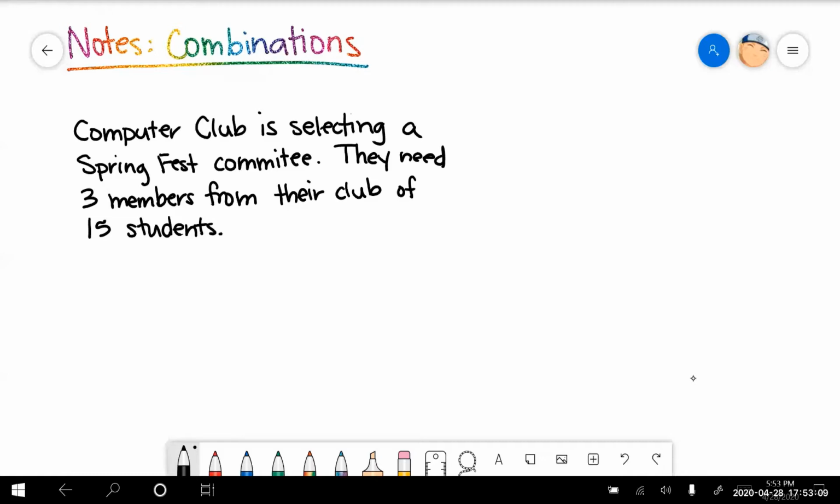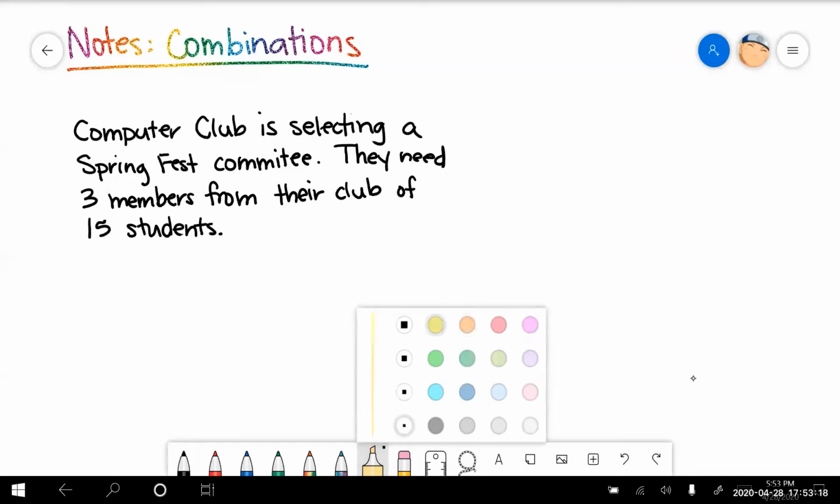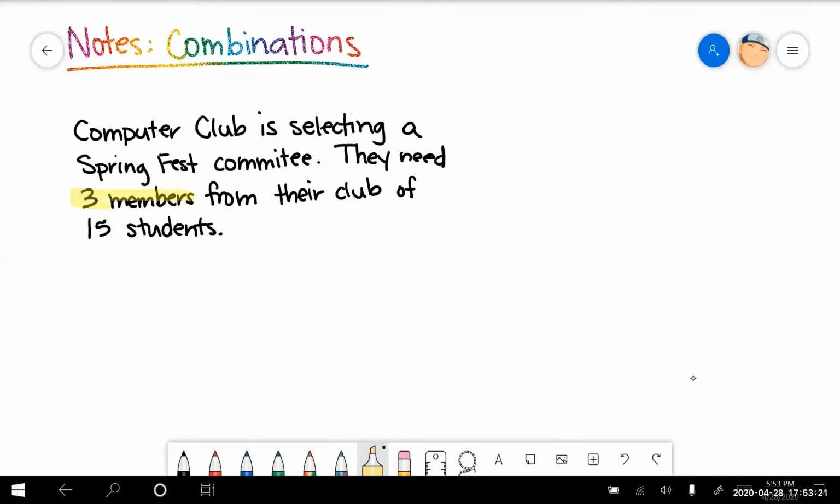So if you read our scenario here, Computer Club is selecting a SpringFest committee. We've got a little bit of important information that maybe it would be helpful if I highlight it. So I've got my 3 members here, so that's probably important. And I also note that there are 15 students total in the club. So that's probably going to be important too. I've got some important information here, and it's very tempting, since we know that there's some sort of grouping thing happening, that we might want to jump straight into permutations from before, but let's ask our very important questions from the last video. And those important questions were, is repetition allowed?